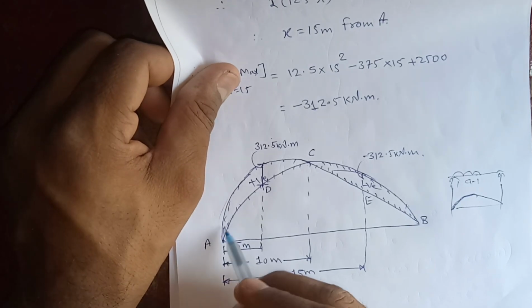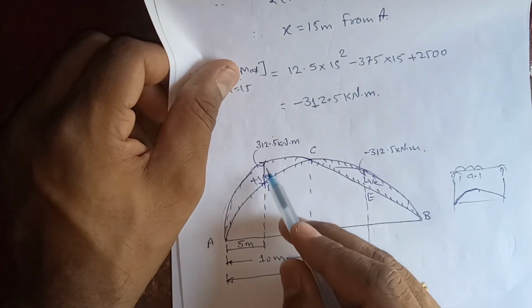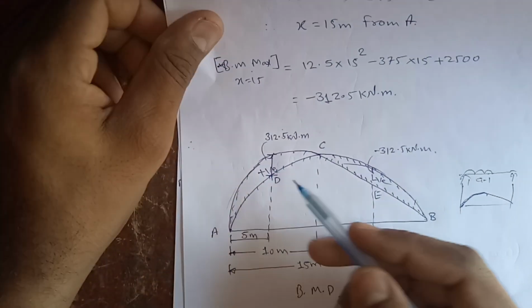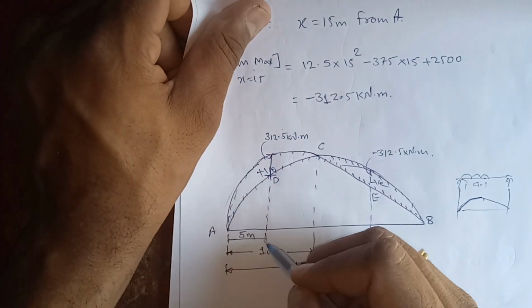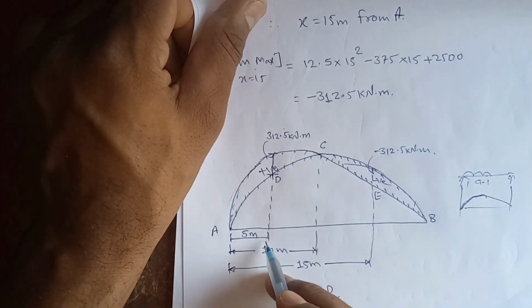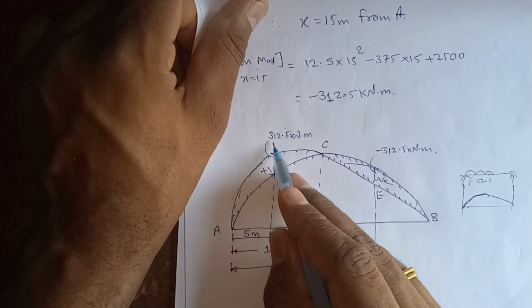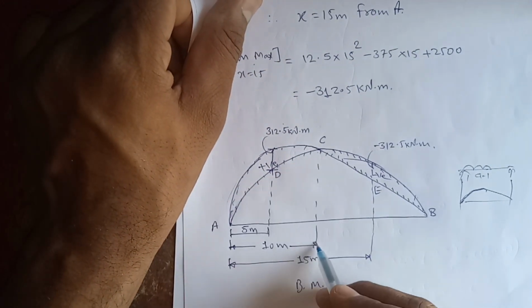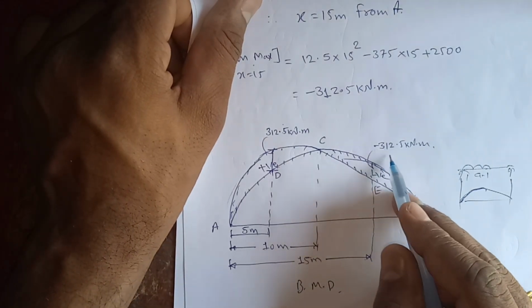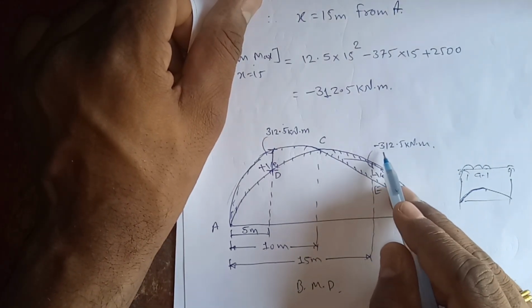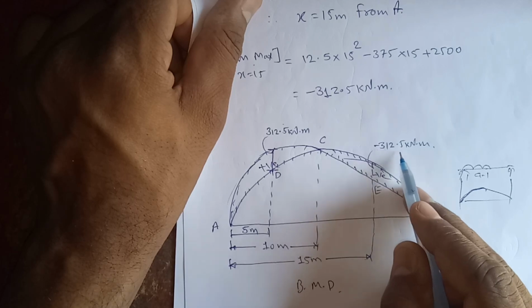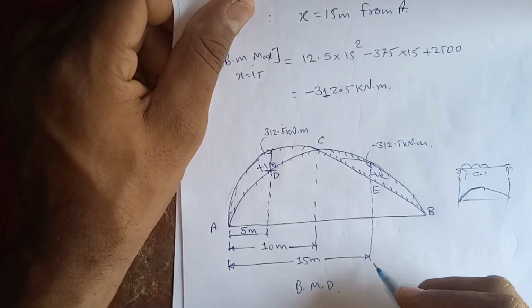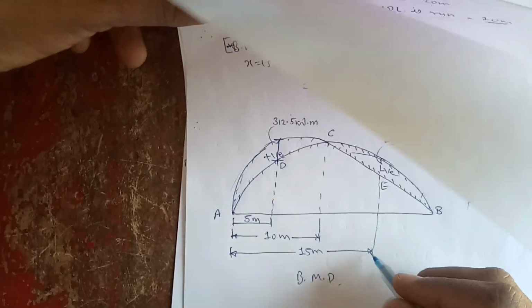Then we plot this too, and we can show the location of maximum positive bending moment. It is at a distance of 5 meter, and the value is 312.5 kilonewton meter. At C it is 0, which is at 10 meter, and at 15 meter the maximum negative bending moment is 312.5 kilonewton meter. That's how we can solve the problem on two hinged arches.